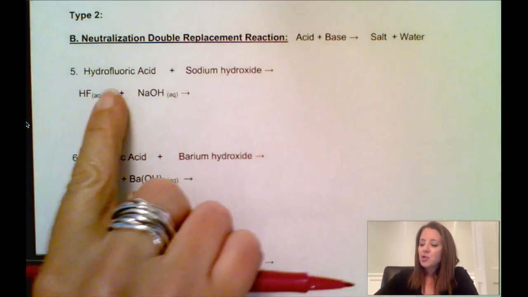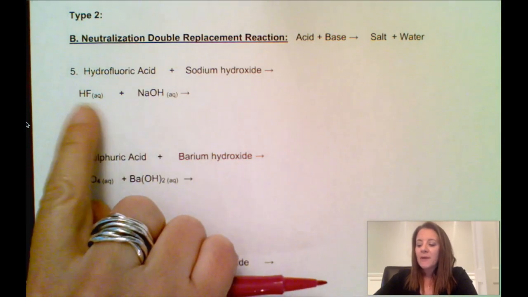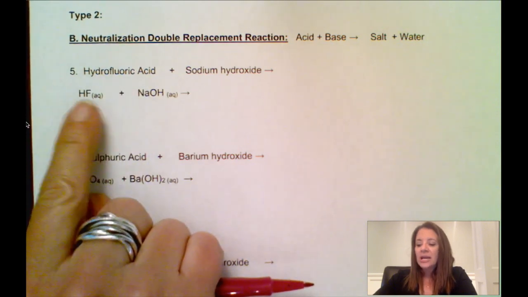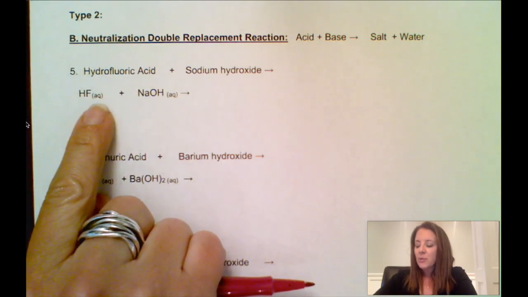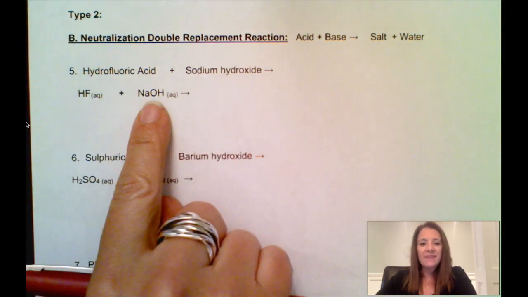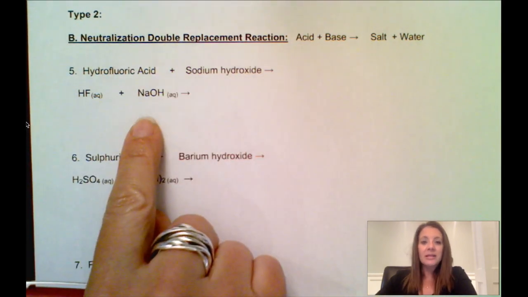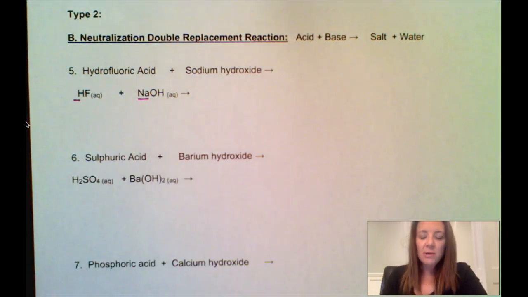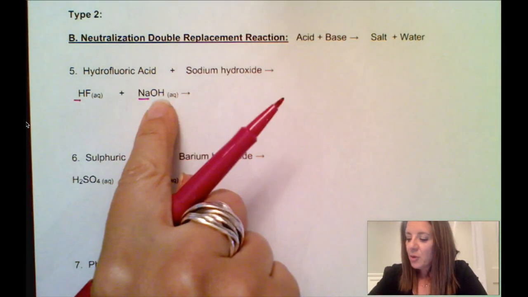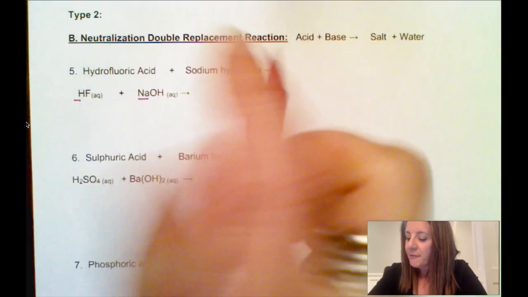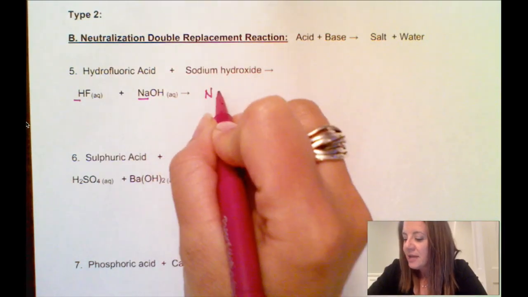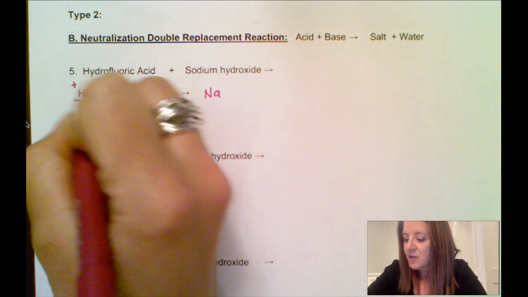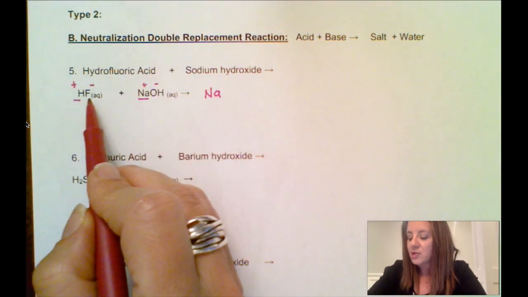So here we have hydrofluoric acid. Remember that when we have a binary acid and it's hydrofluoric, you just write down H and the halogen that hooks up with it, and it has to be aqueous, and same with your base. If it ends in hydroxide, more than likely you've got a base. So what we do is we're going to swap the positive ions out. So the H is going to hook up with the OH, the Na is going to hook up with the F. So in this case, the Na is your positive ion, the hydroxide is your negative ion. Here, the hydrogen is your positive ion, the fluoride is your negative ion.